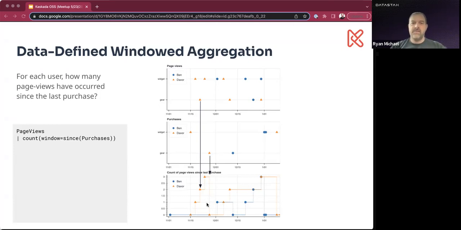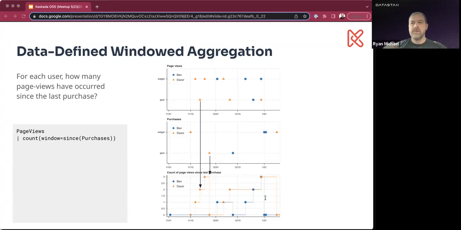Now, this is very easy to write, and I think you can hopefully understand what's happening here. So we're moving through time. Each time there's a page view, we increment a counter. Each time there's a purchase, we reset it to zero. Intuitively, I think this is a fairly easy operation to describe. But there's a lot of complexity hiding in this. This, I think, is the first example that we've seen that really differs from things that are fairly easy to do in something like SQL.